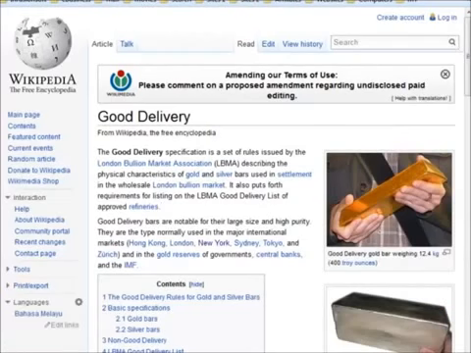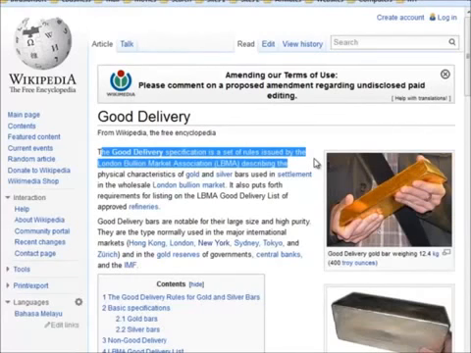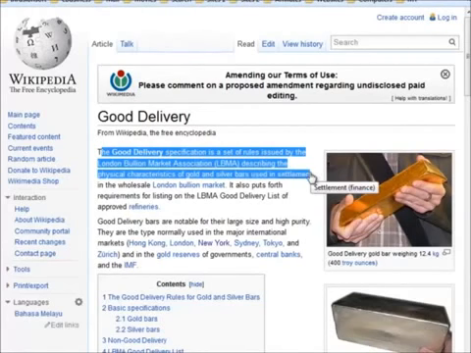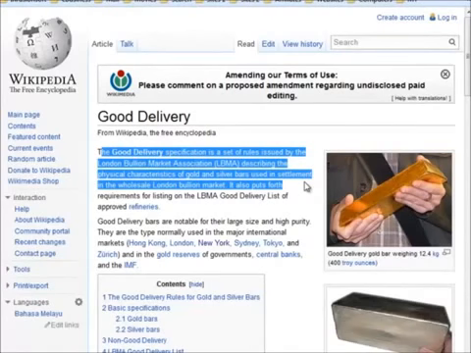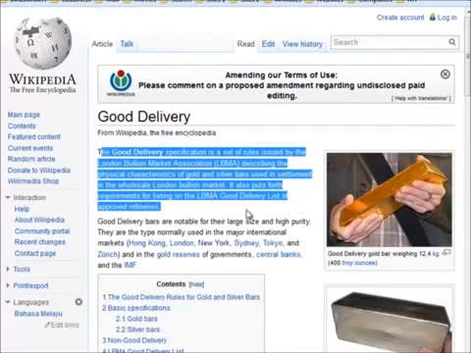The next thing to have a look at is what's this LBMA and good delivery specification that keeps coming up often. I went back to Wikipedia for this. The good delivery specification is a set of rules issued by the London Bullion Market Association describing the physical characteristics of gold and silver bars and used for settlement in the wholesale London bullion market. It also puts forth requirements for listing on the LBMA good delivery list of approved refineries.